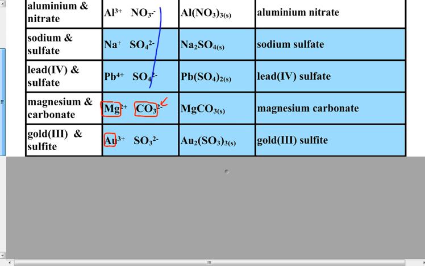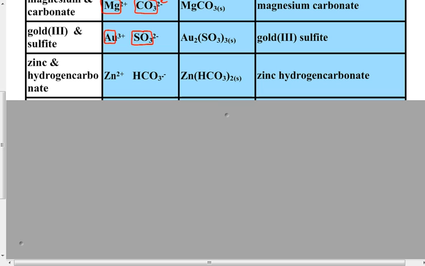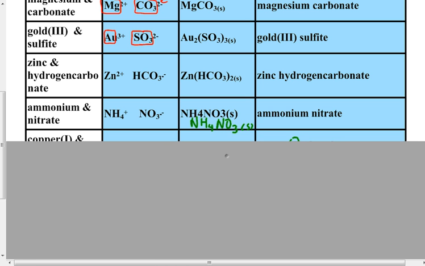So if we have gold, which is Au3 positive, and sulfite, which is SO3 2 minus, gold wants to lose 3, sulfite wants to gain 2, so we need 3 full sulfites, and that's when you need those brackets. Okay, so the rest of them, we have zinc hydrocarbonate becoming Zn. You need brackets around your hydrocarbonate, HCO3, with a 2. And again, make sure you have solid on all of these. If you forgot your state, write that in, because you'd lose marks on that.